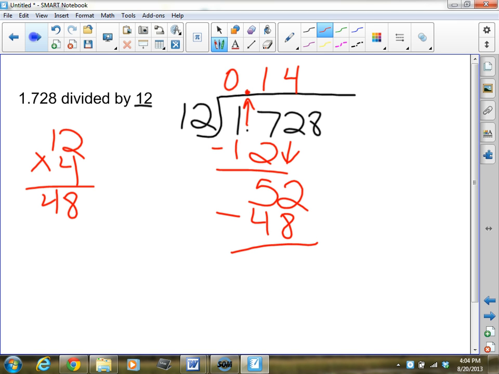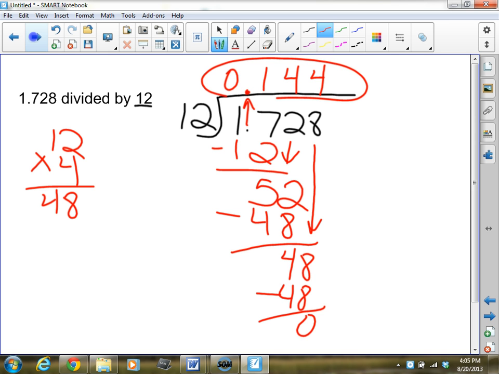52 minus 48 is 4. Bring down the 8. And look, I have my 48 again. I know that it goes in exactly 4 times. So my answer is 144 thousandths.